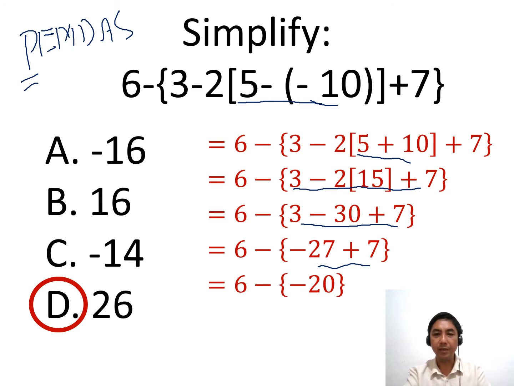And still, this is preceded by a negative sign, so you change the sign inside the parentheses or the grouping symbol. So you are given 6 plus 20. And 6 plus 20 will give us 26.